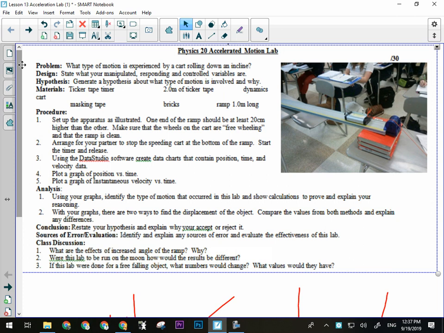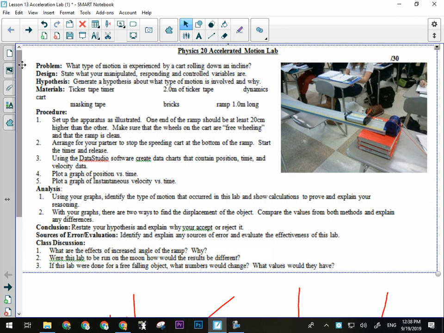A very common mistake on this lab is to say that the manipulated variable is the incline of the ramp. Why is that wrong? Besides, I just told you it was time. You just said that it has to be the height of the box. I said it has to be the height of the box, and I never said we would try any other heights. Therefore, I'm not manipulating the height of the ramp. We're only doing one try. So, manipulated variable is time.